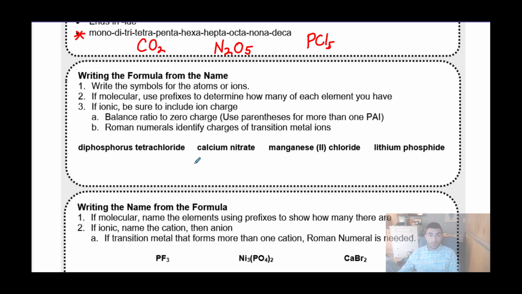Remember parentheses if we have more than one polyatomic ion, and then Roman numerals will be in the name if we're dealing with the transition metal ion where we wouldn't be able to know the charge of the ion by looking at the periodic table.